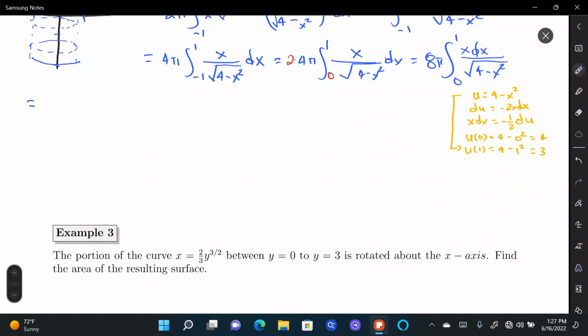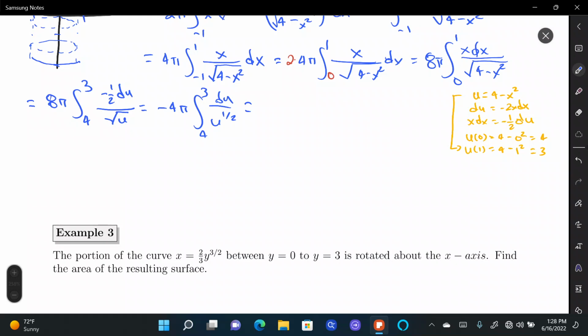So this will be equal to 8 pi times the integral from 4 to 3, and this x dx becomes a -1/2 du, and the square root of u in the denominator. So let me take that 1/2 out of the integral. That's 8 pi times negative 1/2, which becomes a negative 4 pi, and that's the integral of u to the 1/2, du from 4 to 3.